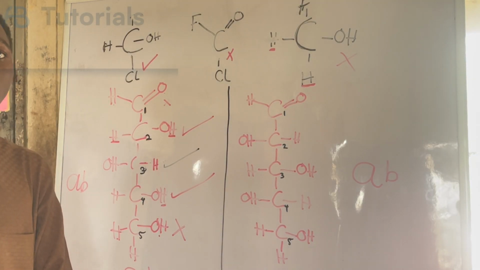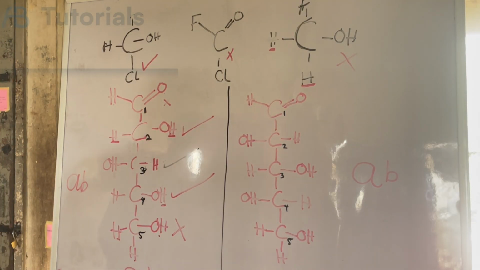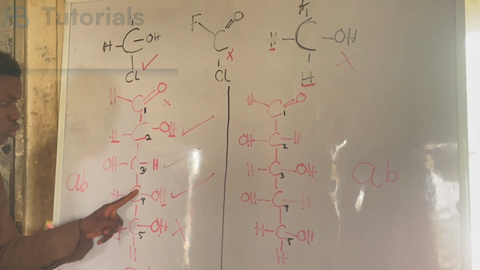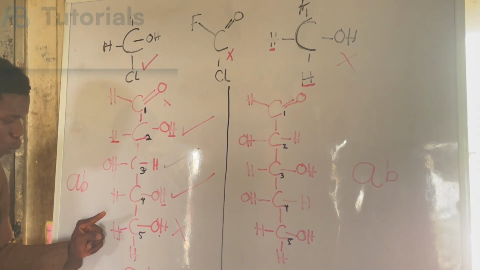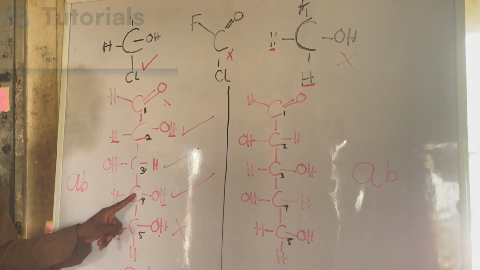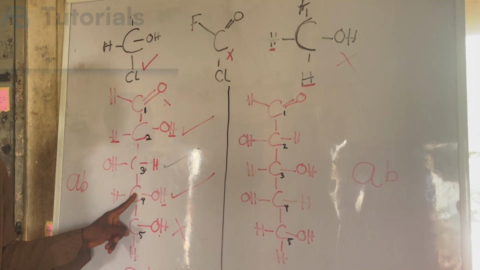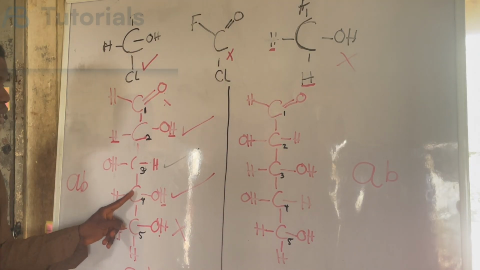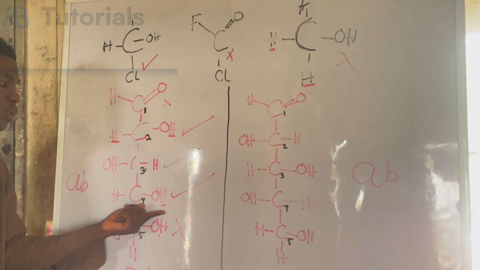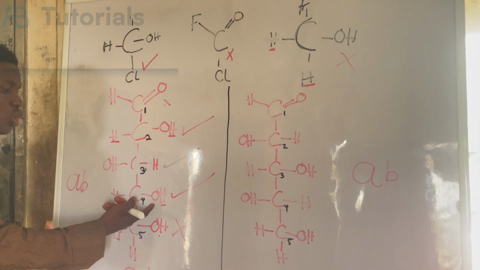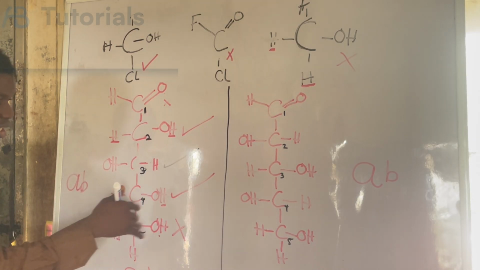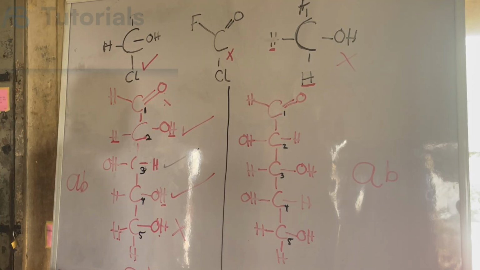When you look at this one, this is the first chiral carbon, this is the second chiral carbon, this is the third chiral carbon. This is not a chiral carbon, right? Because of this, it means that this carbon 4 is the last chiral carbon. So we are going to look at the position of the OH on the last chiral carbon. For this one, the OH is on the right. It means that this one is a D carbohydrate.